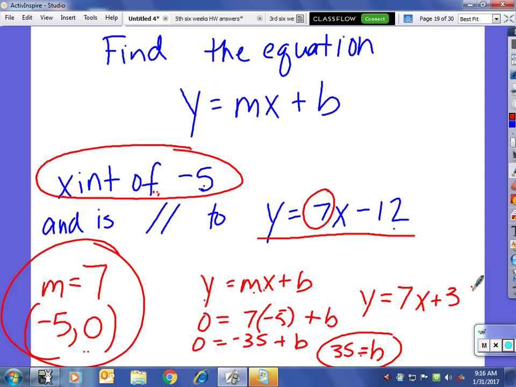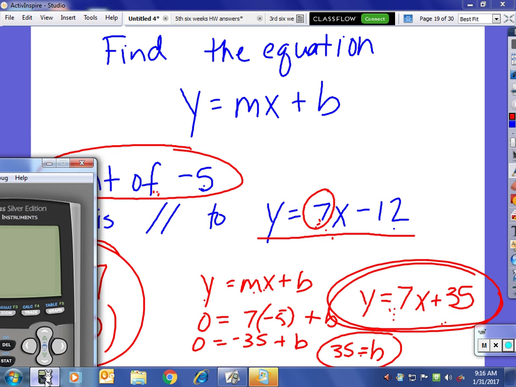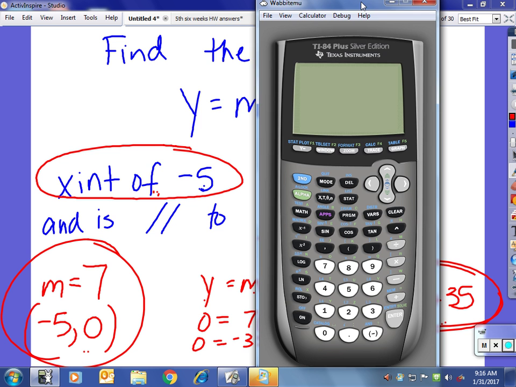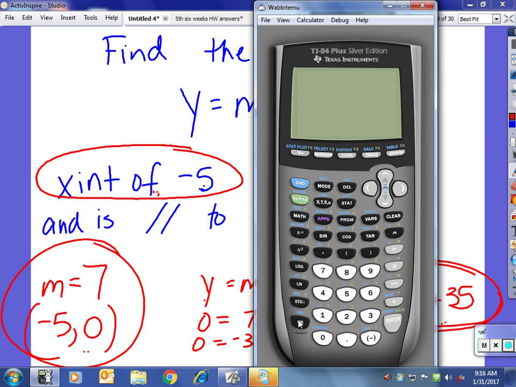Y equals 7x plus 35. That's the line I'm looking for. Was it parallel to this one? How can I tell it's parallel to this one? It has the same slope. Did it have different y-intercepts? Yes. What else has to be true for this? It has to have an x-intercept of negative 5.